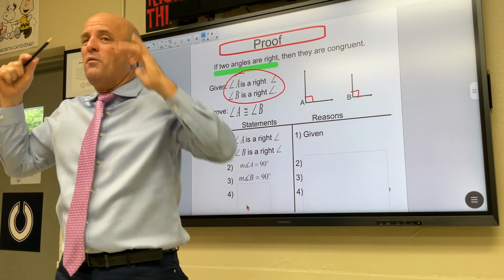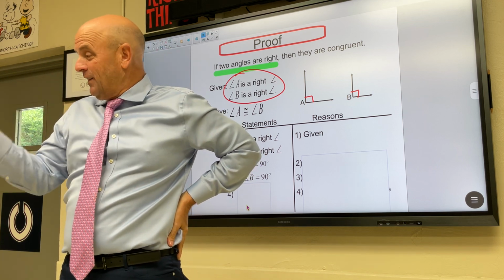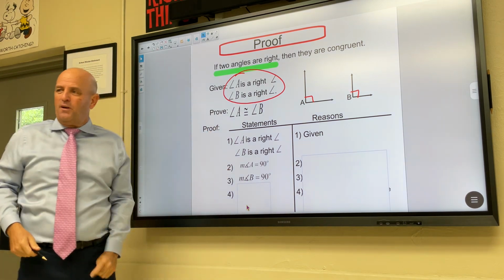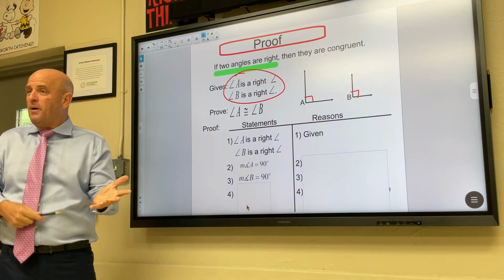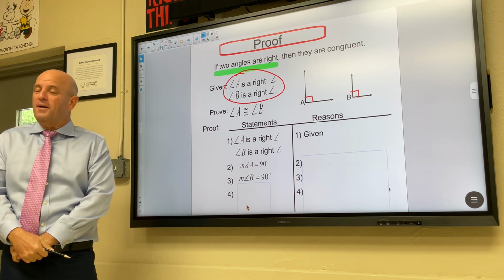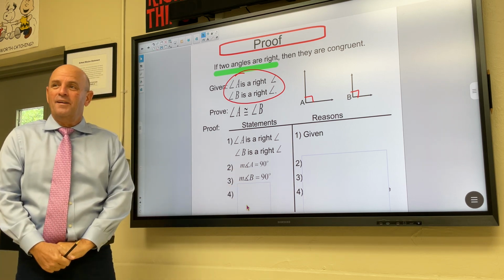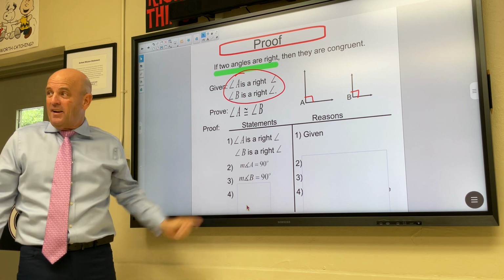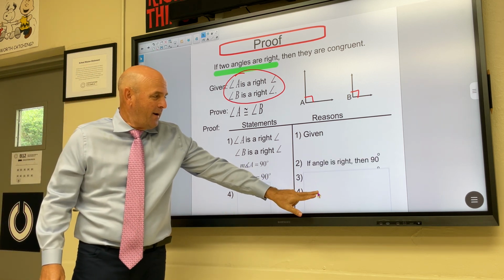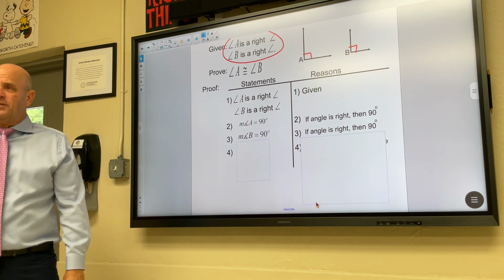Okay, that's it. I'm glad you're thinking right. But your justification will always be something formal, like a rule, a definition, a property. So if it's right, it's 90 degrees. What is that? Is that a theorem, a property, a postulate, a definition? It's a definition, isn't it? The reason this is true is because if it's right, then it's 90. That is just applying the definition of right angles. So what am I going to write here? If an angle is right, then it is 90 degrees.